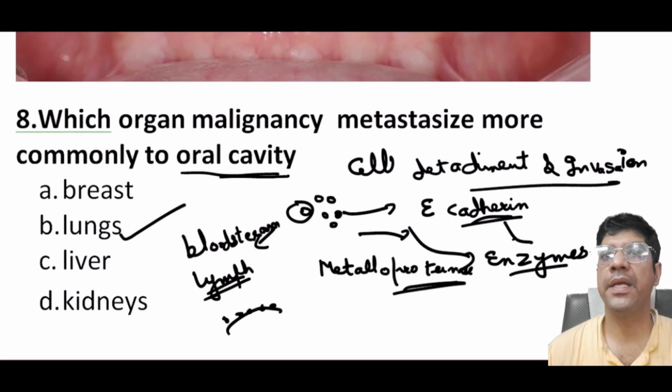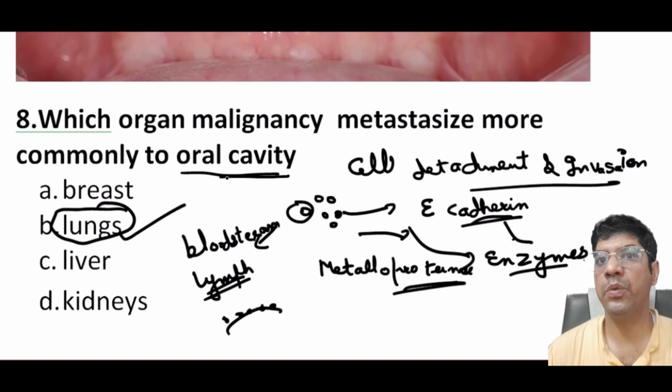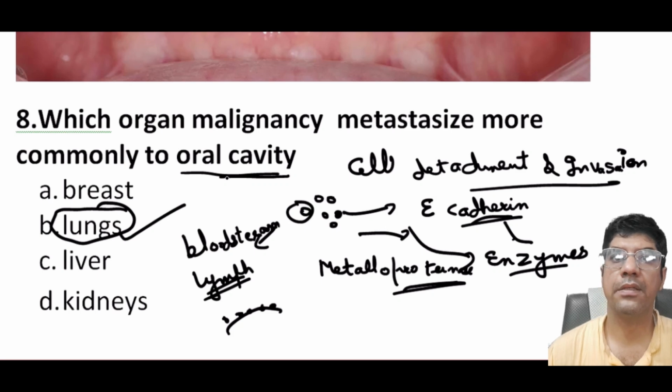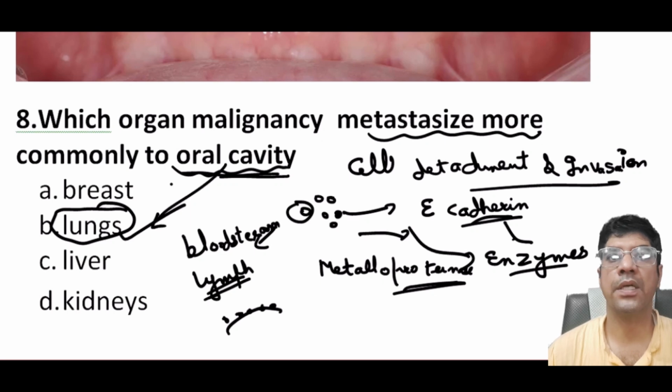So what are the primary cancers that commonly metastasize to the oral cavity? The first is the lungs, which often metastasize to the oral cavity due to the extensive vascular connection between the lungs and the head and neck. The more common metastasis is from the oral cavity to the lungs.